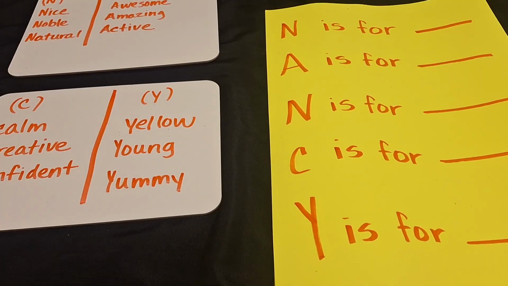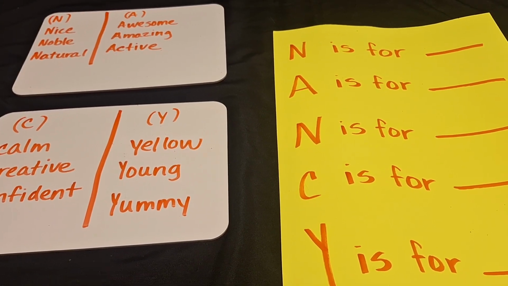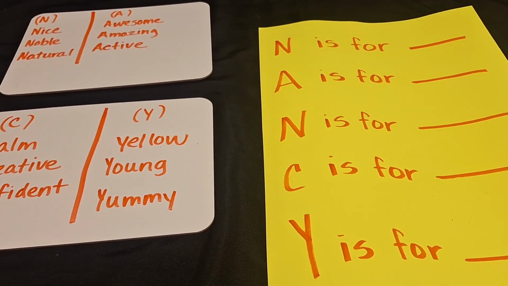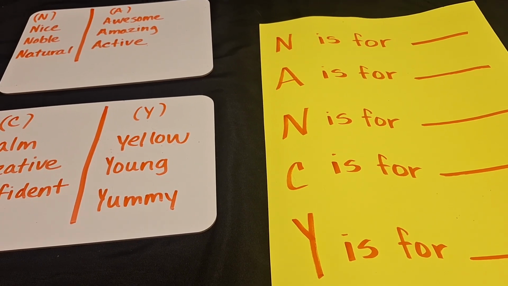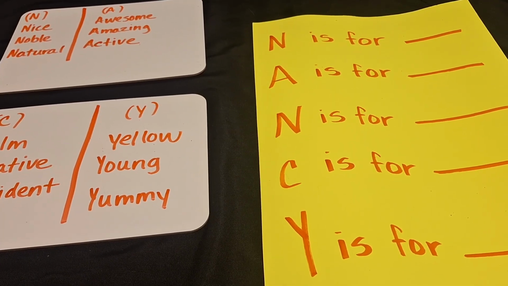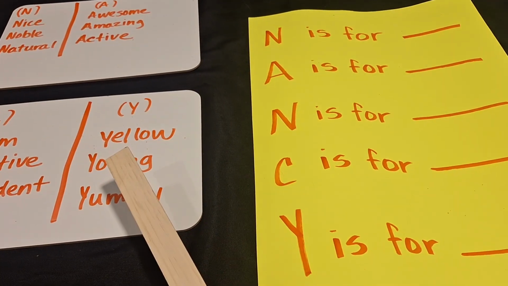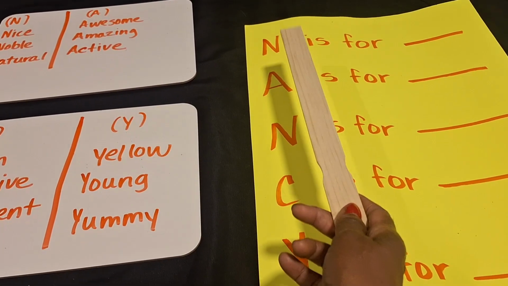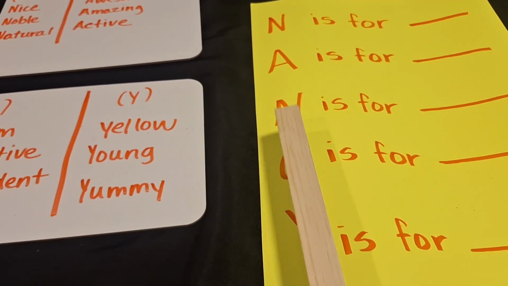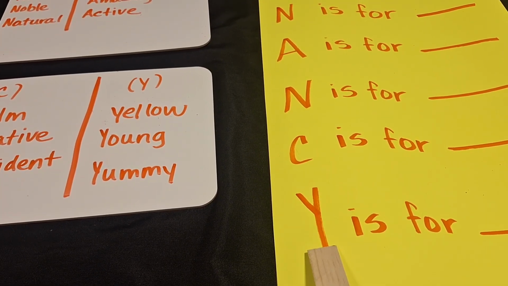Now, as you learned in my earlier videos, there are 8 parts of speech. And for the acrostic poem, you need to use adjectives. Adjectives are words that describe nouns. So to describe Miss Nancy, you have to think of some words that begin with an N, and then another word that begins with an A, and another word that begins with an N, another word that begins with a C, and another word that begins with a Y.